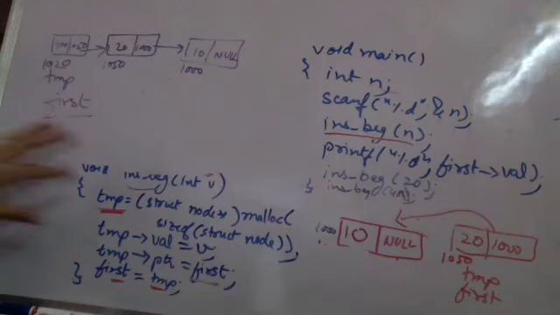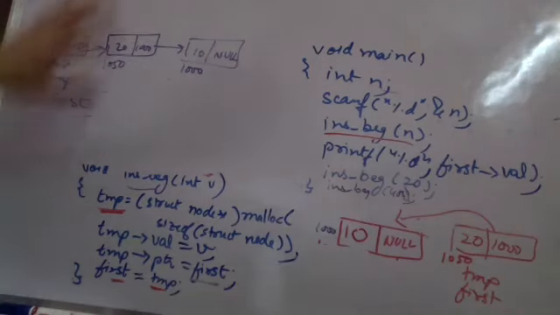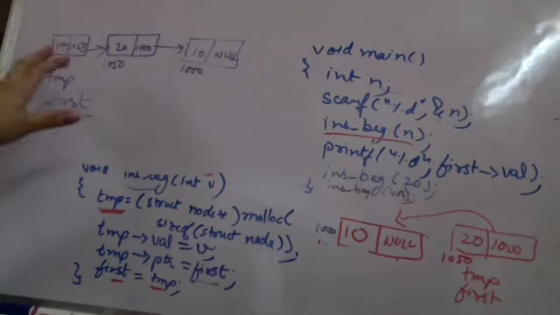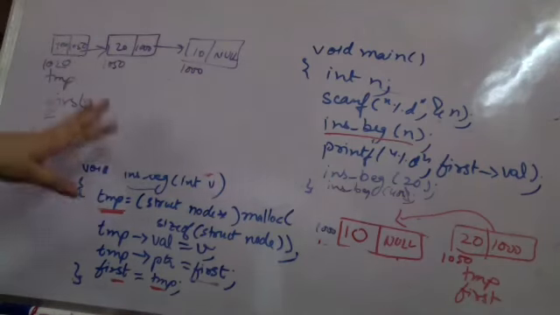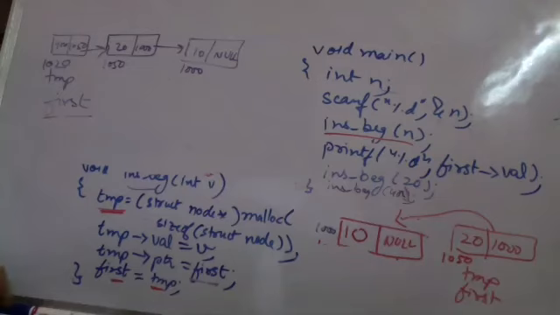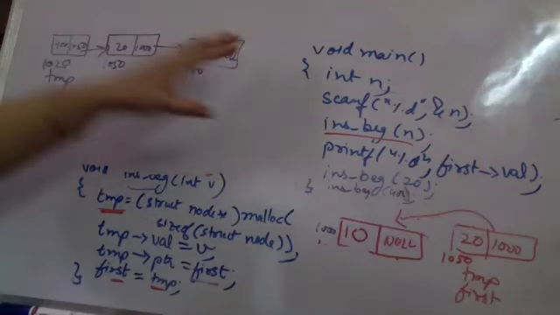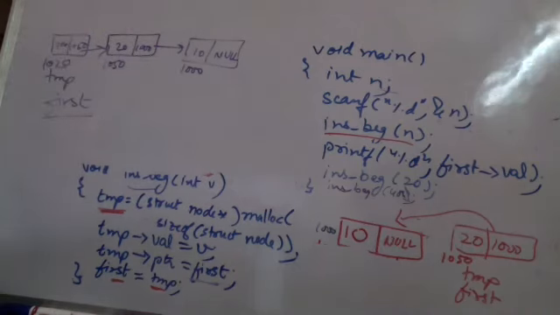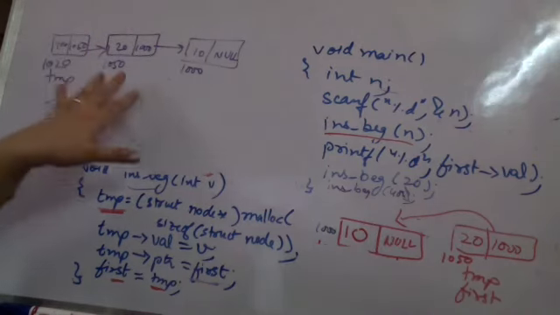Now since this is insertion at the beginning, so we are inserting at beginning. Linked list में first in first out, last in last out ऐसा कुछ नहीं होता. Insertion can be done at the beginning, insertion can be done at the end, insertion can be done in between also. अभी हमने सिर्फ insertion at beginning देखी है.